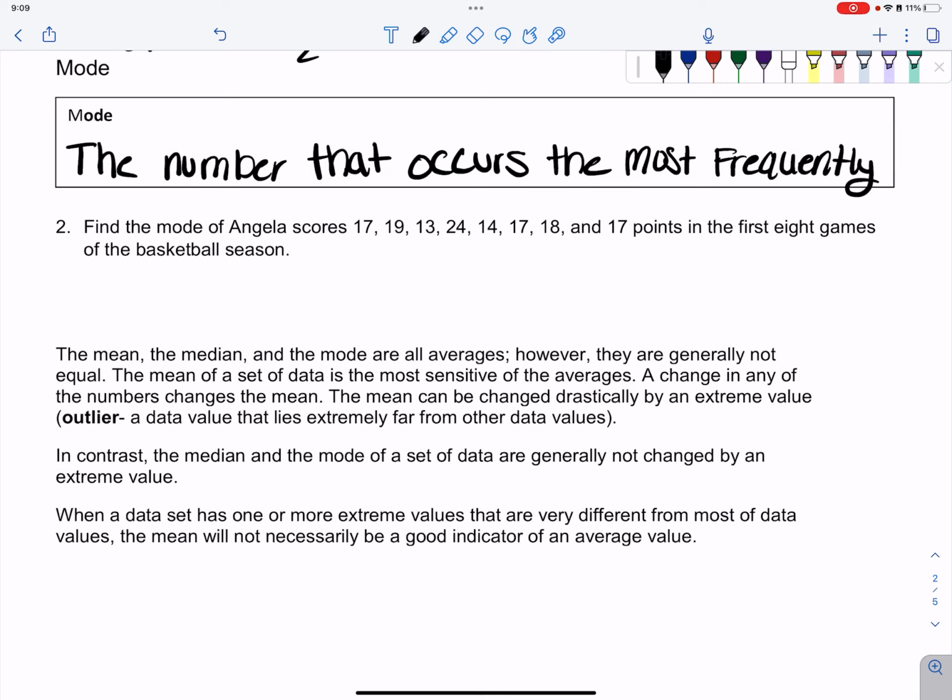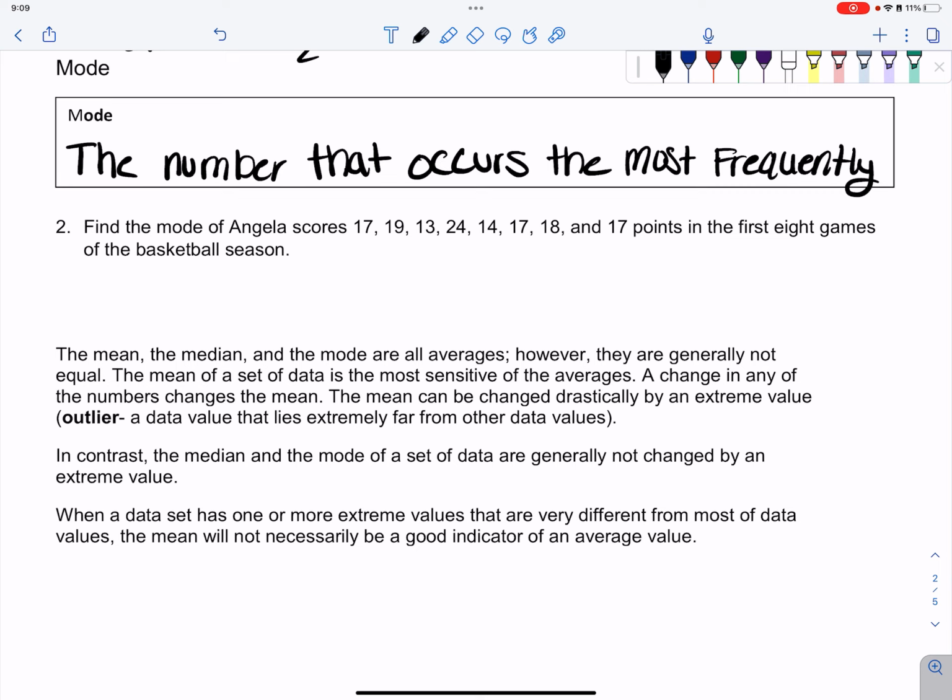The next type of average that we have here is what we call the mode. And the mode is simply just the data value that occurs the most frequently in our data set. So it's the one that is in the data set the most. One thing to note with the mode is we can have multiple modes.